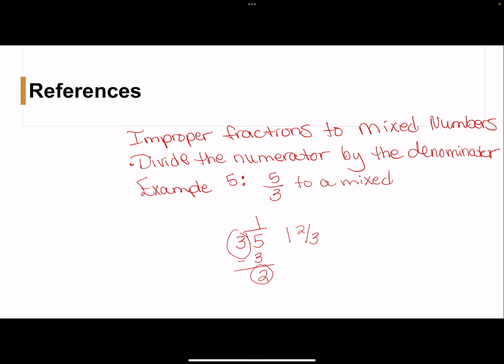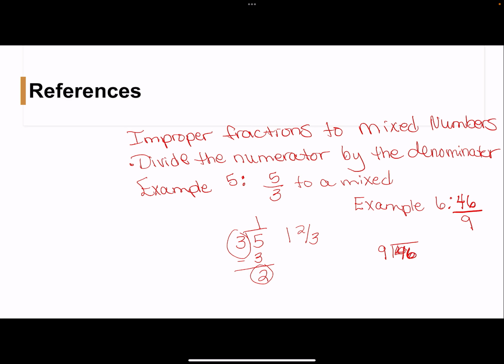The next example that I gave you was example 6 in your notes. And again, I'm having to backtrack because there was a slide that was skipped. In example 6, I ask you to convert 46/9 to a mixed number. So we're going to take 9 and we're going to divide 46 by that number. So 9 is our denominator. It goes on the outside.